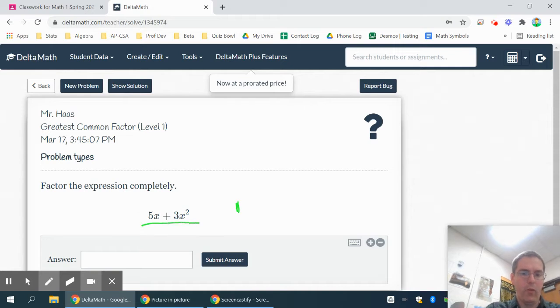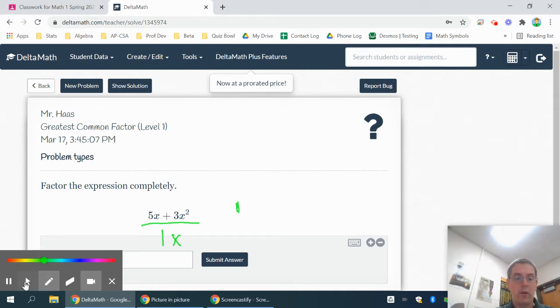I'm also looking for the lowest power of each variable. So my only variable is x. The lowest power of x is an x to the first, or a plain x there. So I'm basically going to divide each of these by the 1x.